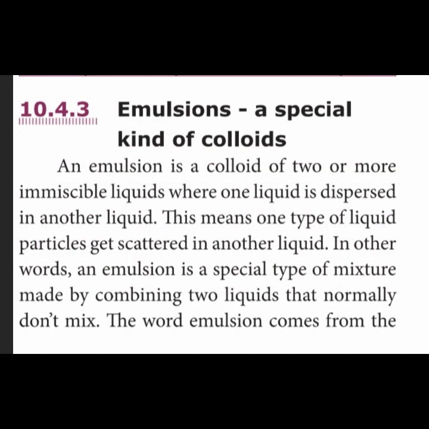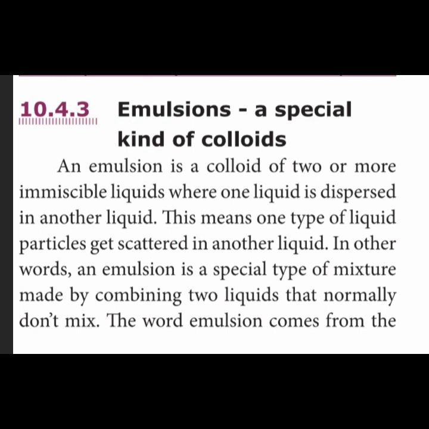The last topic of this chapter is emulsions. Emulsion means what? An emulsion is a colloid of two or more immiscible liquids where one liquid is dispersed in another liquid. For example, milk, butter, cream, egg yolk, paint, cough syrup, facial creams, pesticides, etc. If we take a facial cream that you use daily, like Fair and Lovely or Vaseline, both a liquid and an oily part are present. If both are present in a mixture, we call it an emulsion.